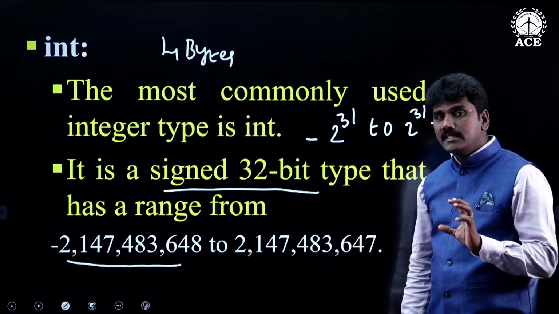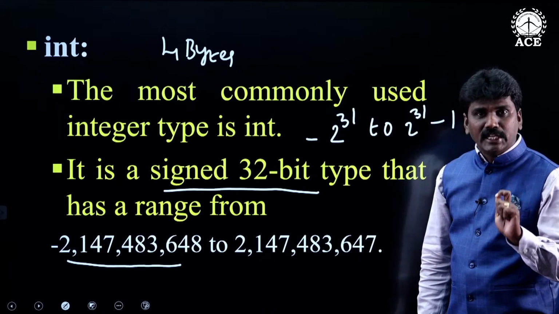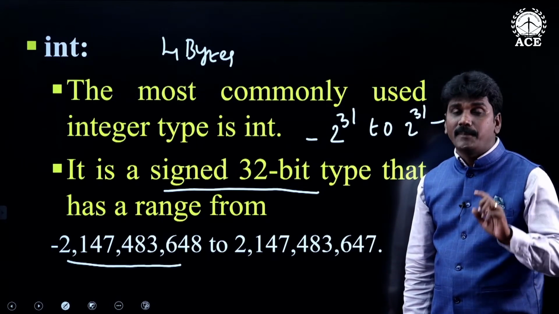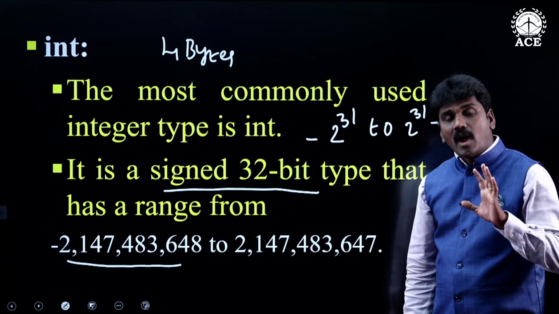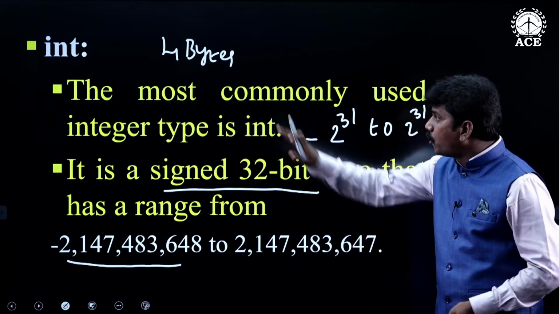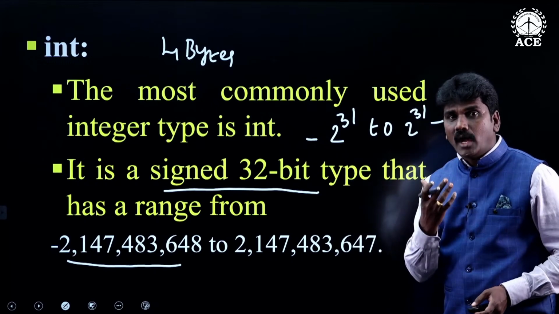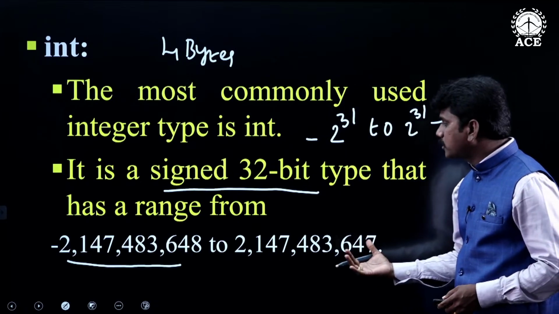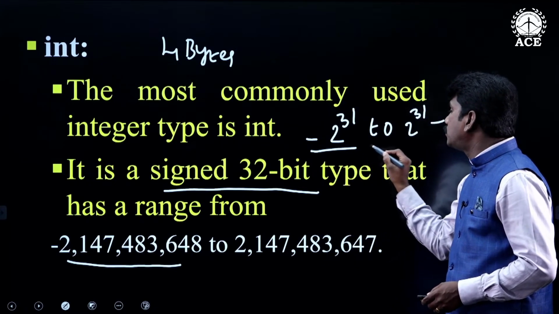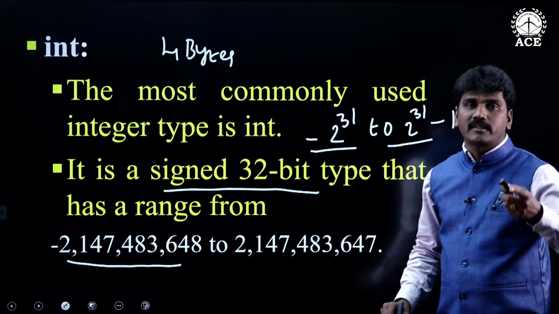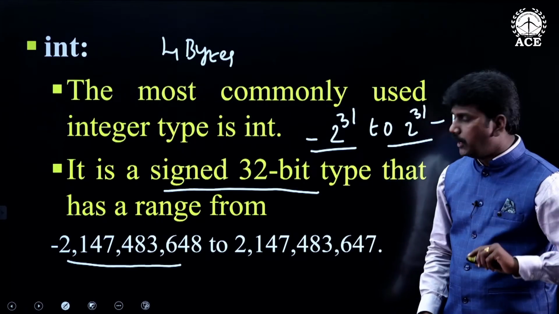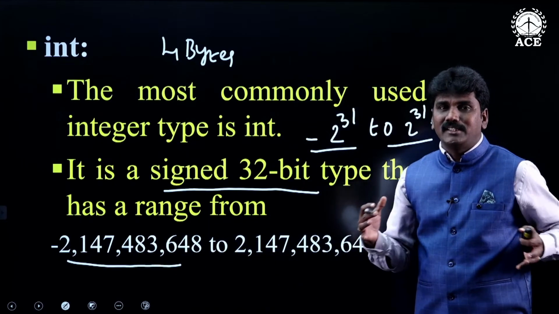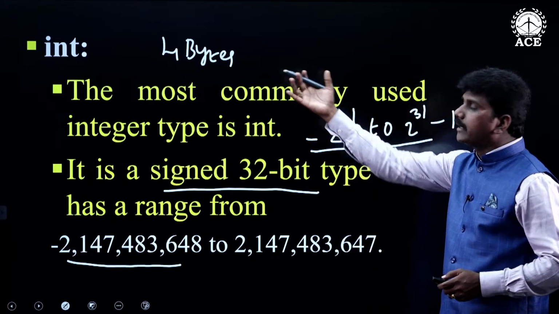So here what is the importance of the int data type? In Java, the most commonly or frequently used data type is integer, and the size of this integer is 4 bytes. 4 bytes is nothing but a signed 32-bit, and the range is minus 2 to the power of 31 to 2 to the power of 31 minus 1, including 0. And with this range, we can give large numbers also under the integer.